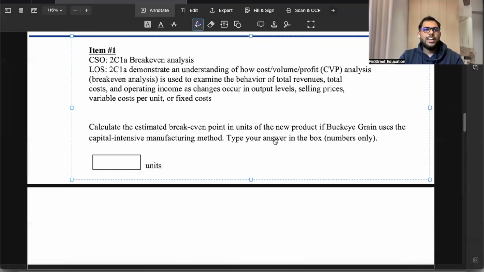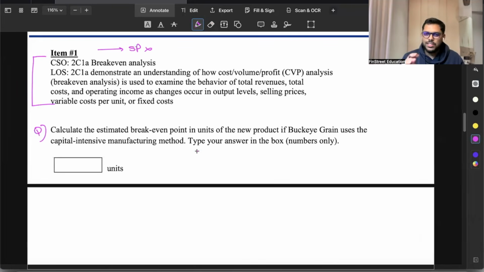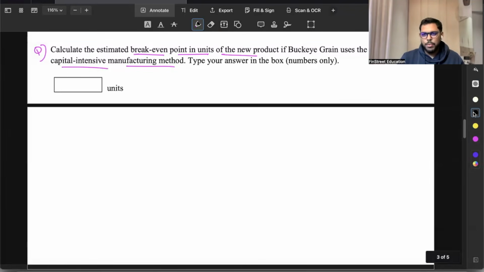Now this is how you can expect your first question to show up. Let me walk you through the question. This is only for reference, okay? This is not part of your question. This is the question. This is reference to which chapter this is coming from. Calculate the estimated break-even point in units of the new product if Buckeye Grain uses capital-intensive manufacturing method. Type your answers in the box.